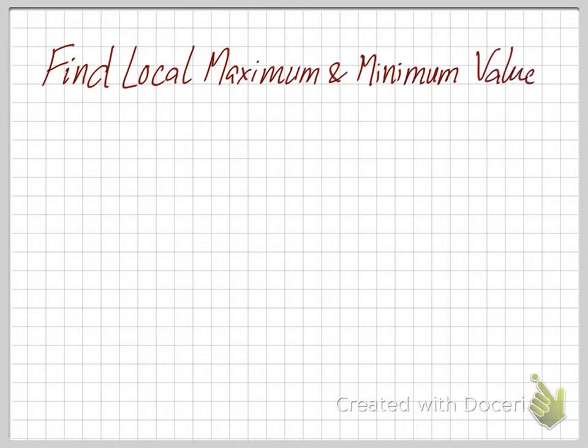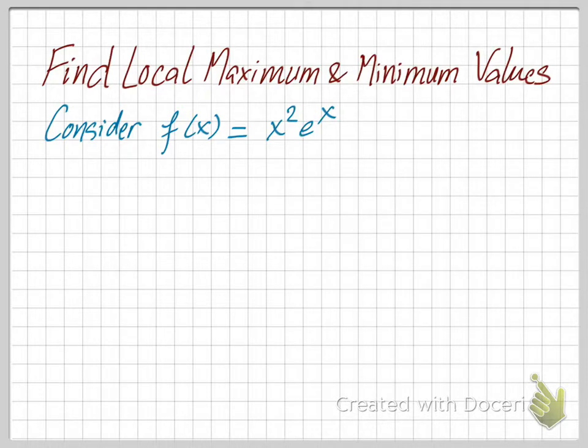This video shows how to find local maximum and local minimum values of functions. So let's consider the function f of x equals x squared times e to the x. First, we're going to talk about critical values.